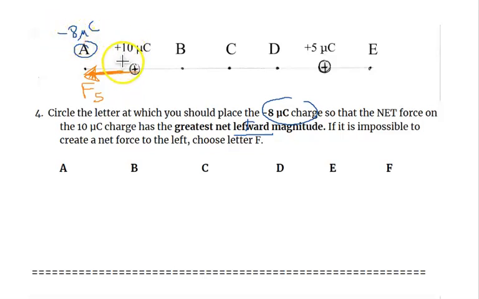The 10 really, really likes the 8. I guess 8's not that much bigger than 5, but a little bit bigger than 5. So the 8 is pulling it to the left, and the 5 was already pulling it to the left. Since they're working together, that is going to create the biggest net force to the left.